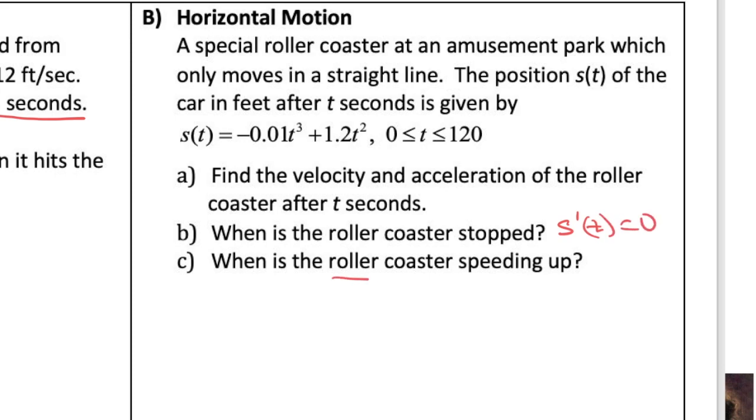Now, this next question is a little bit more interesting. When is the roller coaster speeding up? So when you're speeding up, that means that your velocity and acceleration have the same sign on that interval. So where did velocity and acceleration have the same sign?